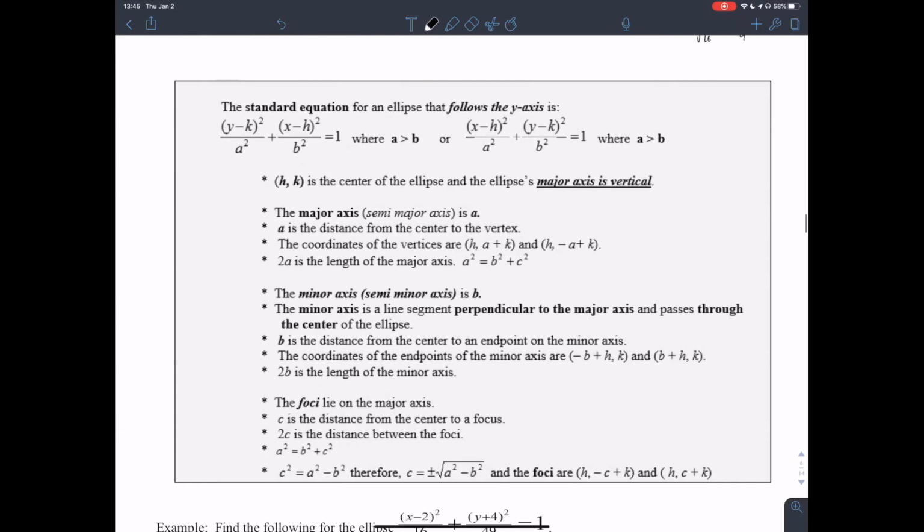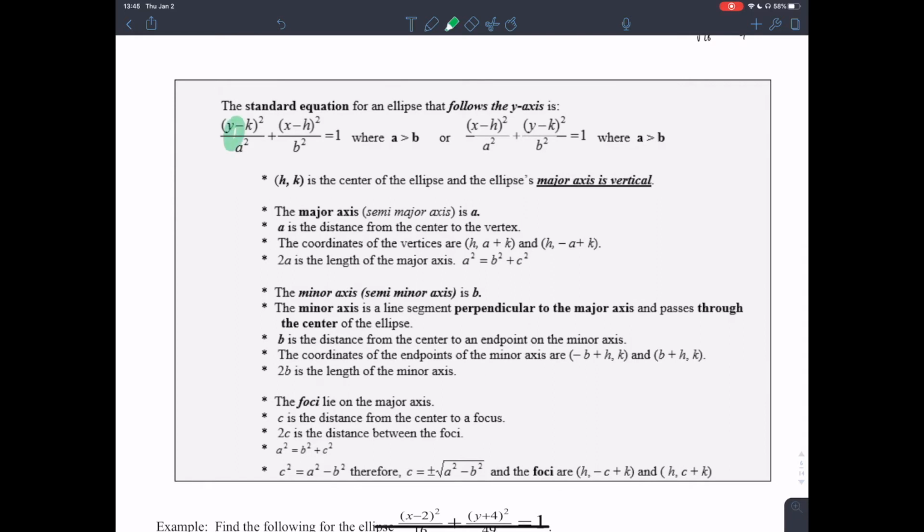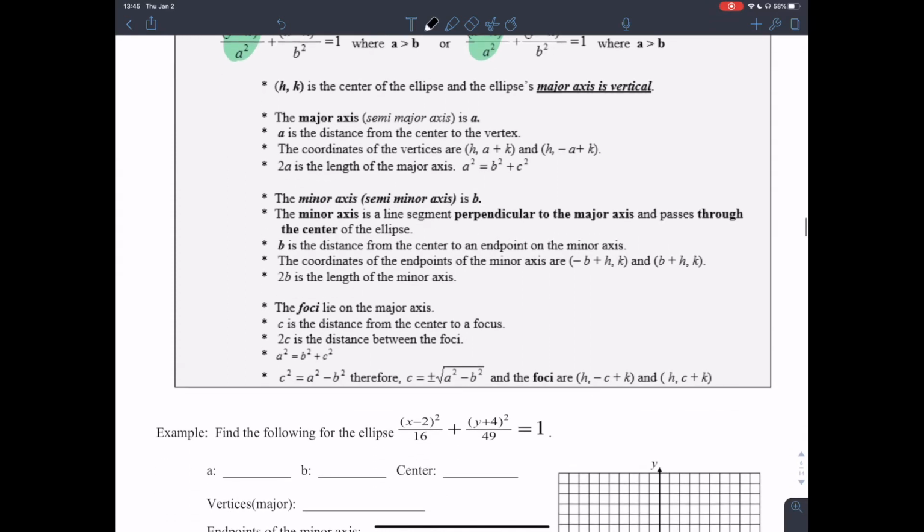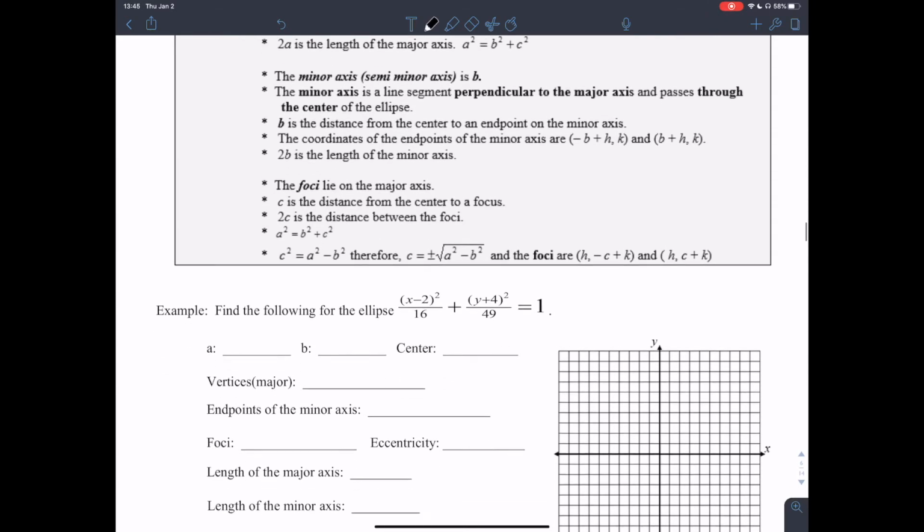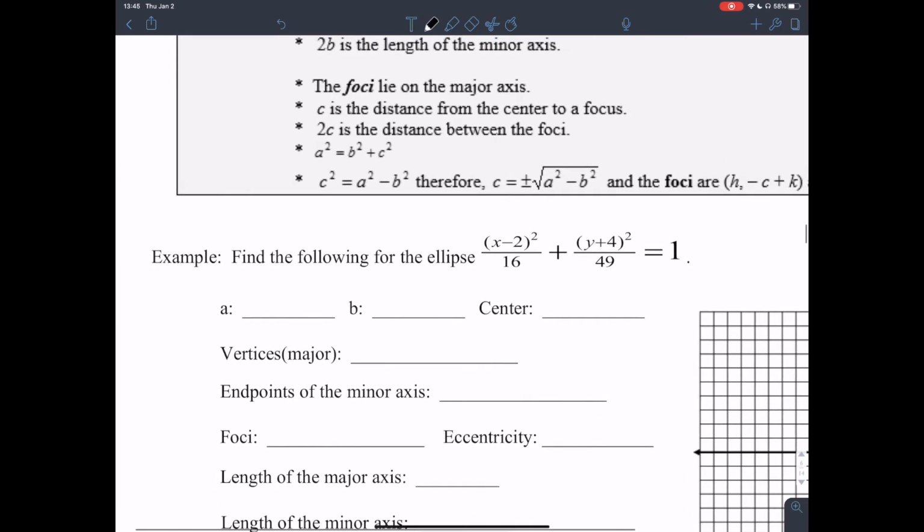Alrighty, so now what happens when we have H and K to worry about? Just like before, A is going to go underneath whichever axis is the biggest. Like before, if it's underneath the Y, as we see right here, then this is going to be vertical. And if it's underneath the X, then it's going to go horizontal. It's very similar. Actually, almost the entire process is similar. How to find the major and minor axes and the foci is the same, but we just have to take into consideration that the center is not 0, 0 anymore.